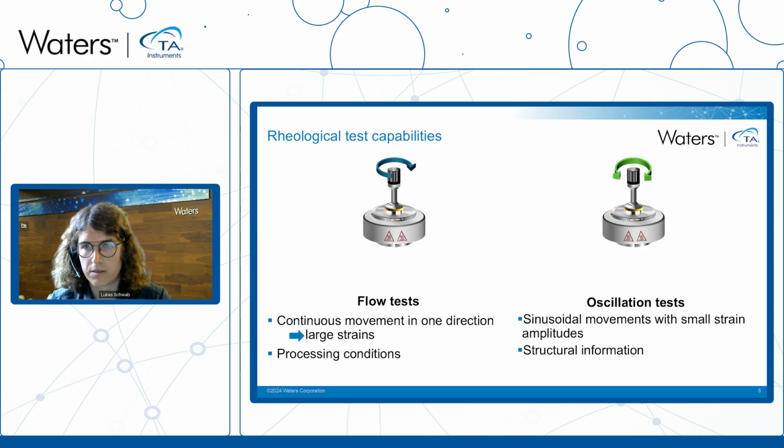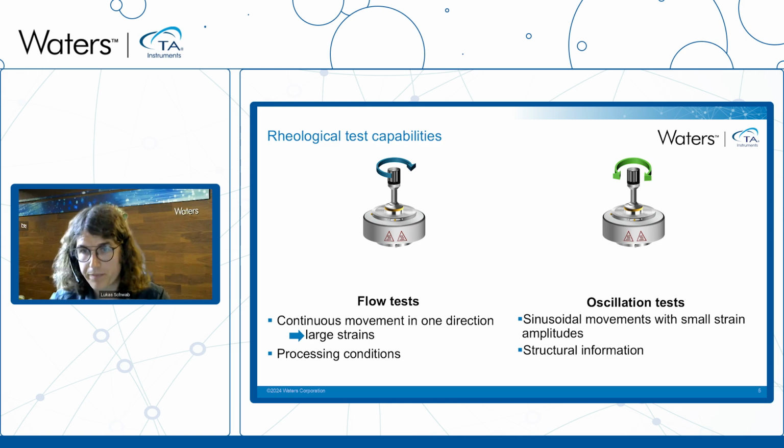There are two common kinds of tests that are used on a rheometer. On the left side we see flow tests. By a flow test we mean that the top geometry is rotated at a certain speed or shear rate, and we determine the viscosity at that shear rate. This is a large movement of the geometry in one direction, and it is typically used to simulate different processing conditions and get information about the viscosity under certain conditions, like certain shear rates, certain temperatures, or time.